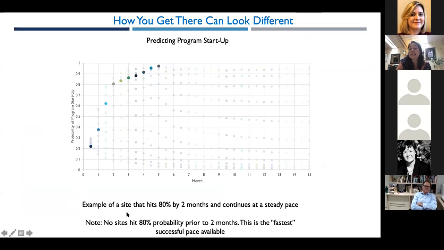And so the most efficient process that we have found, again, through replication, you can find your one-offs, but what we really want to find is a groundswell where we're seeing that this is an effective and efficient pattern. What we see is that you have to hit about 80% probability by 2 months, and that is as fast as you can go. If you go faster than that, it is too fast. And so we really need to take at least 2 months to do these activities, and then you continue on at a steady pace through to successfully starting a program.